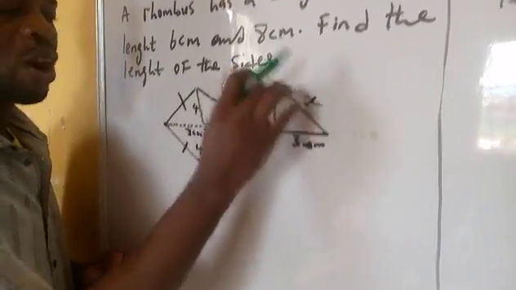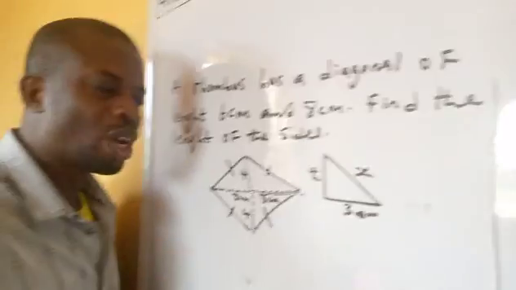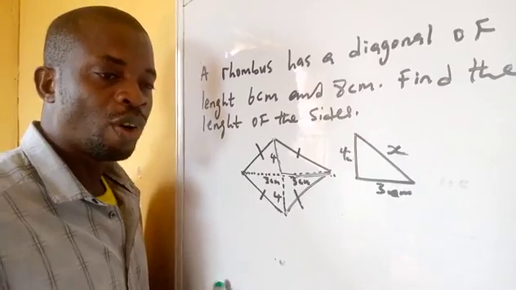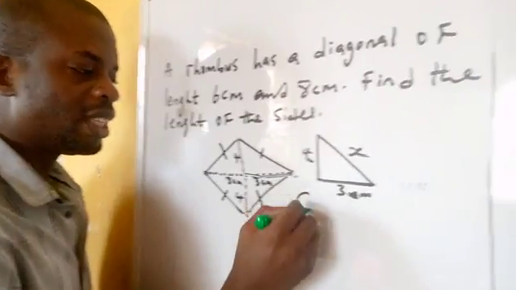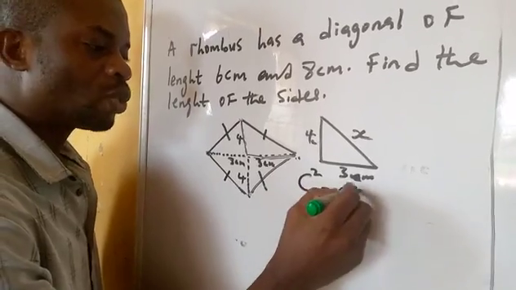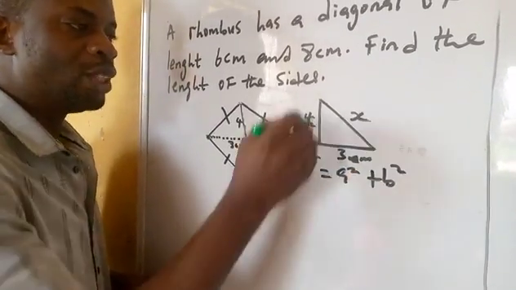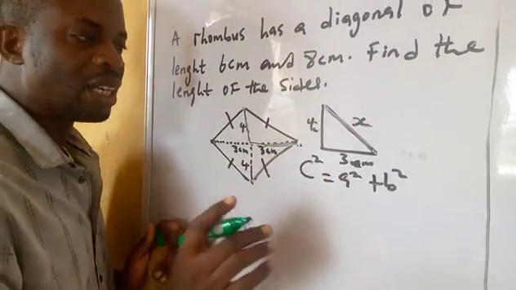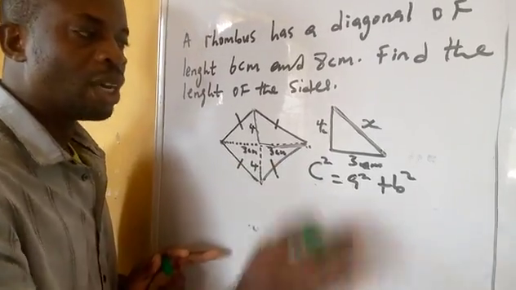So if I want to find this now, I want to find a side of a right angled triangle. If you want to find a side of a right angled triangle, which formula are you going to use? Of course, you use Pythagoras' theorem, which is c squared equals a squared plus b squared. And you know the longest side, which is the hypotenuse, is your what? It's your c. It's always your c, in any question.